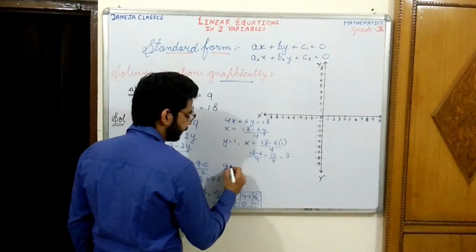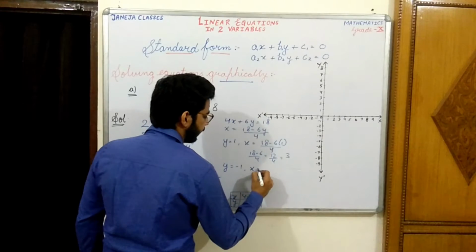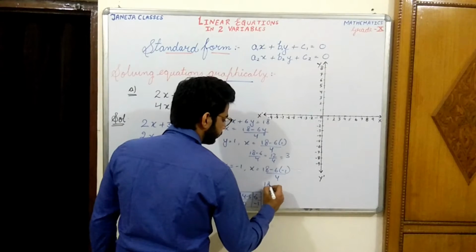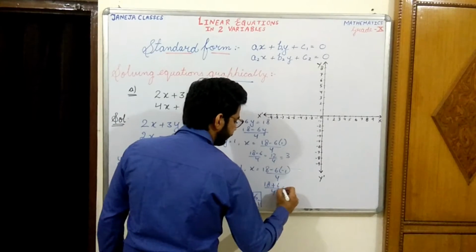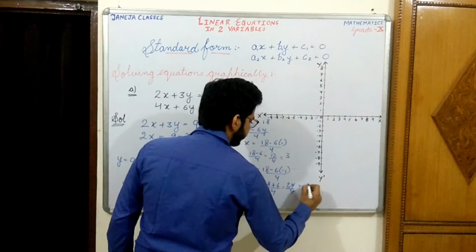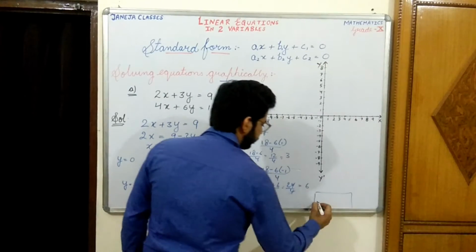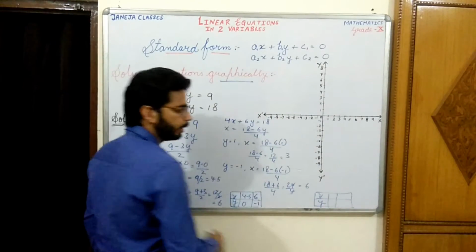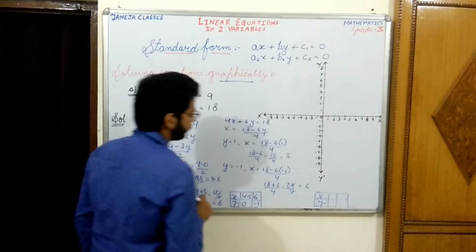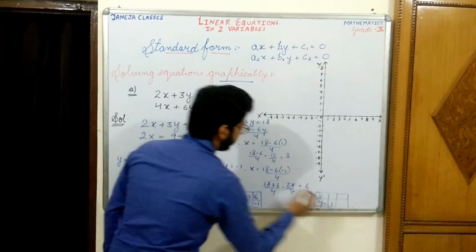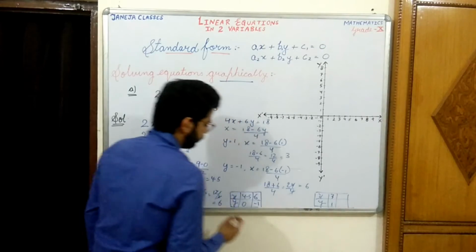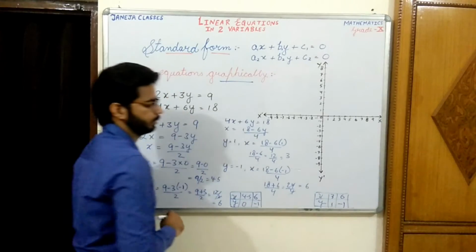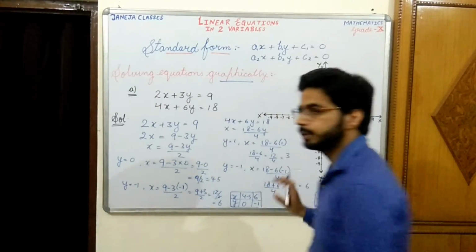After that, let us take another value. y is equal to minus 1. x is equal to 18 minus 6 into minus 1 upon 4. Ultimately the answer that we will get will be 24 by 4, and it is 6. So let us make another table. See, the method is very easy. Only a little practice is required. When the value of y is 1, at that time x is 3. When the value of y is minus 1, at that time the value of x is 6.